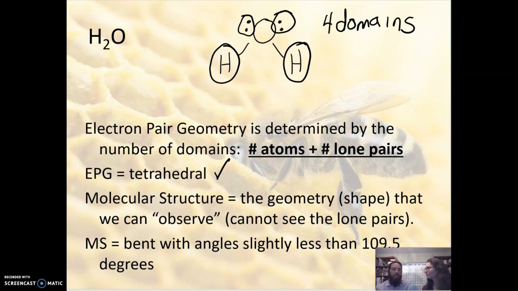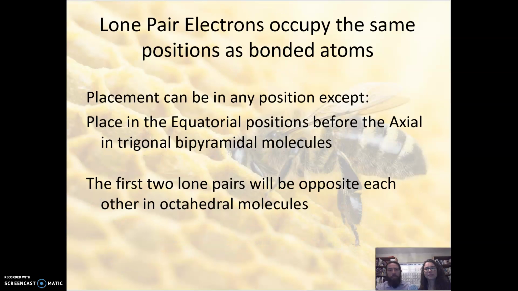Or molecular structure. And just a little note at the bottom, these lone pairs of electrons do occupy space, and they actually occupy a little bit more space than a bond would. So the angles here would be slightly less than 109.5. However, in our Gen Chem 111, we just go with the 109.5 if we have an electron pair geometry of tetrahedral.